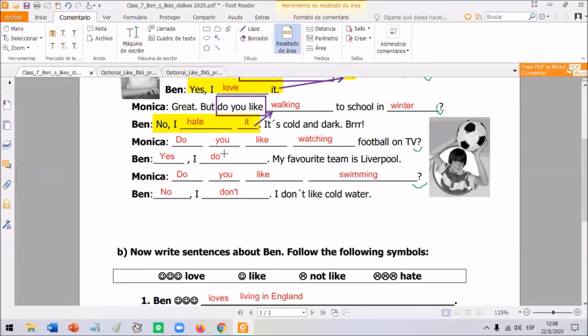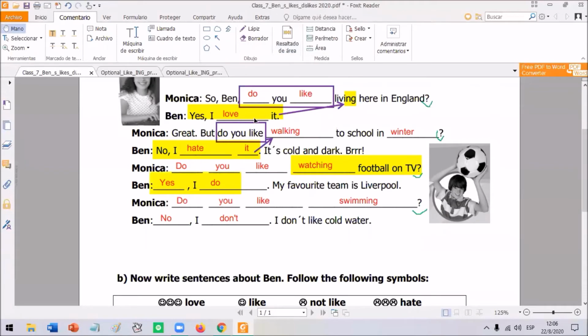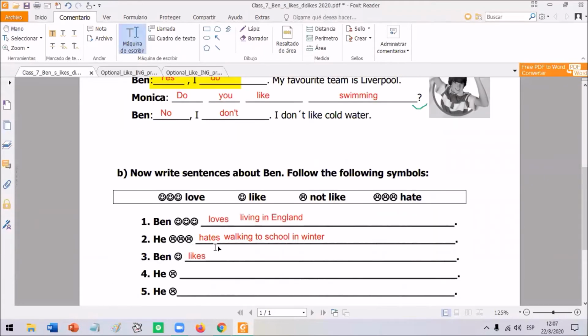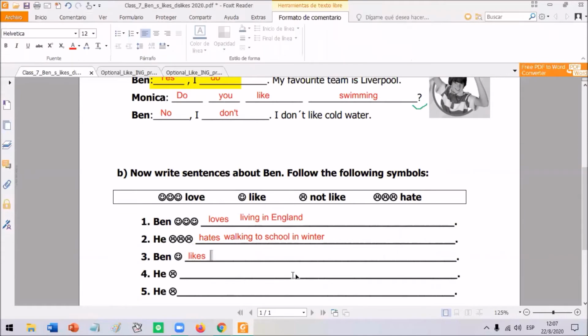Okay, very good. Acá cuando Mónica le pregunta, do you like watching football on TV? He says, yes, I do. O sea que sí, que le gusta. No dijo, yes, I love it, como en la primera. Okay? No, no es que le encanta. Le gusta. So, do you like watching football on TV? Yes, I do. De esta acción vamos a hablar ahora, right? So, when we talk about Ben, we are going to say, Ben likes what? Write it on the chat, come on. Yes, watching football on TV.